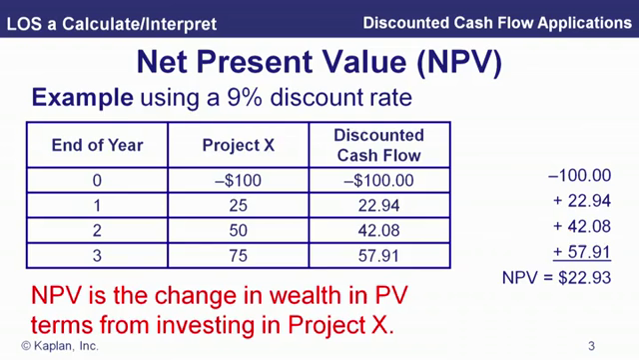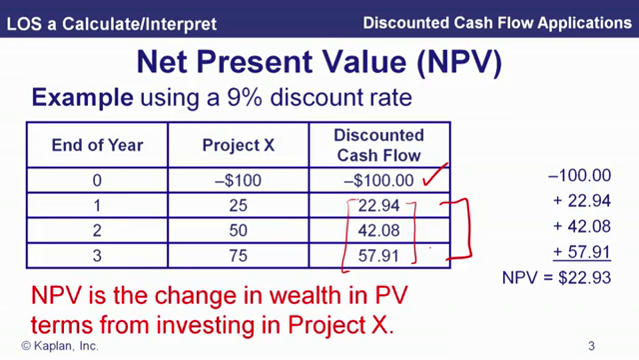So here's an example of a simple net present value calculation for a simple project. We need to invest $100 today, and we expect to get cash flows of $25, $50, and $75 at the end of each of the next 3 years. So the net present value is the present value of these minus our initial cash flow. So we just discount at 9% each of those future cash flows, get the present value of each of those cash flows, their value equivalent in time zero, today's dollars, add them all up, and we get a net present value of $22.93.